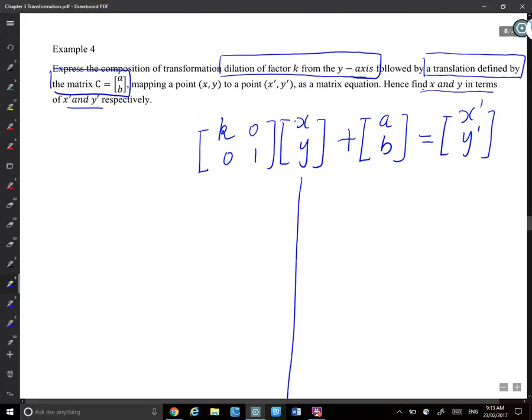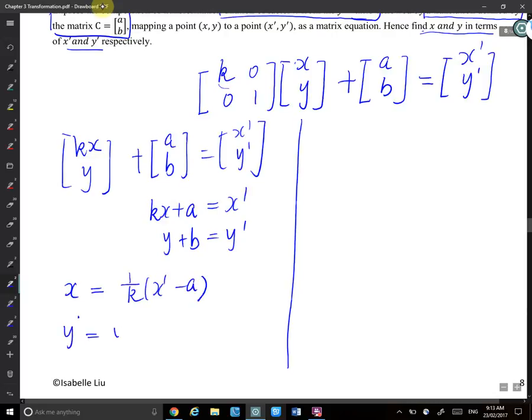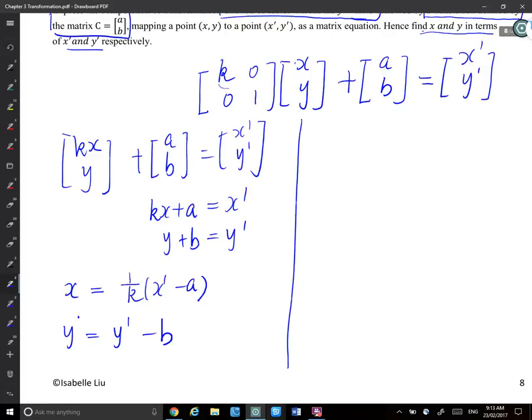The first thing I want to do is calculate that. You have kx and you have y, times the first matrix, plus (a, b), equals x dash and y dash. So you have kx plus a equals x dash and y plus b equals y dash. So x equals 1 over k times (x dash subtract a), and y equals y dash subtract b. So you have this method. Calculate that, and then change the subject in the last step.